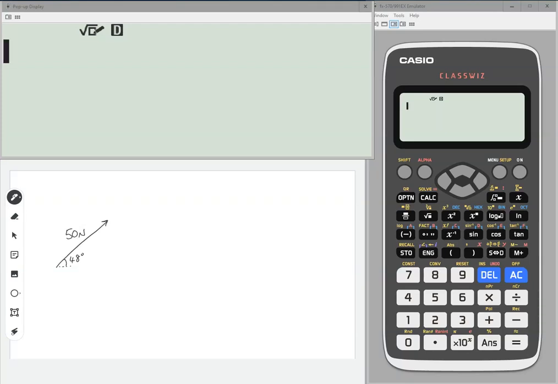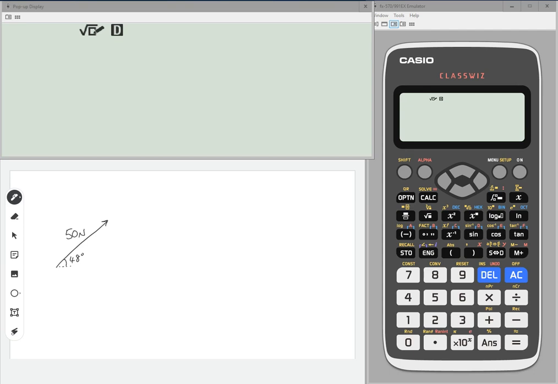So let's say we've got a vector of magnitude 50. This could be a force of magnitude 50 newtons, for example, acting on a particle at an angle of 48 degrees to the horizontal, as shown in the diagram. And let's say I want to work out the components of that.